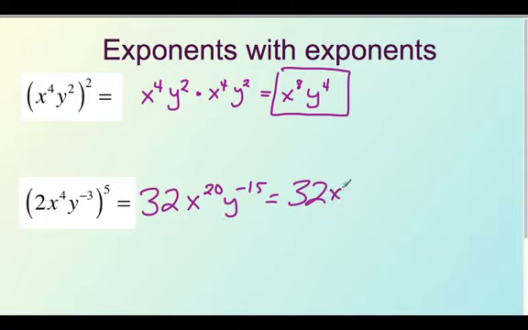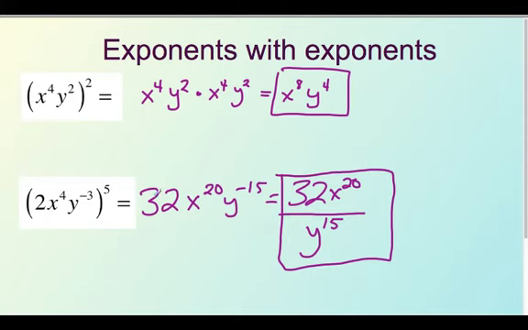32 x to the 20th power over y. But now, because it's moving to the denominator, we have to change its sign to a positive 15. So this becomes our fully simplified answer for this one. Some of you may say, is that really simplified? But it is. It is in a more simplified state that we could work with a little bit easier, although that is a pretty ugly number looking thing there.